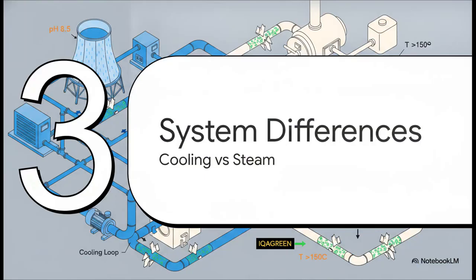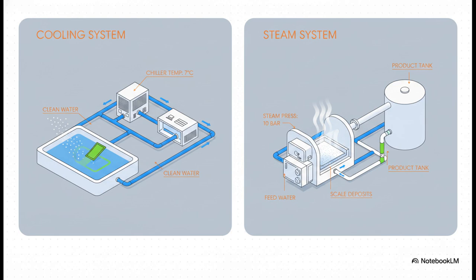Section 3. System differences. The operating mechanics explicitly contrast. In cooling systems, secondary contamination comes from environmental air mixing with water, and the product is applied via direct packet dissolution in open basins. In steam systems, the primary mechanical issue is vaporization concentration. That is, solids left behind when water boils. And here, the product must be physically dosed into the condensate tank. So two different thermal environments dictate two specific methods of application.